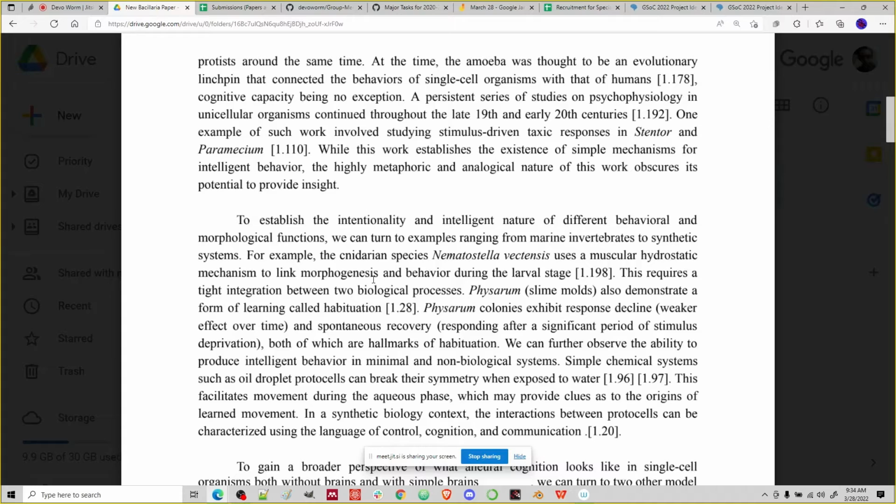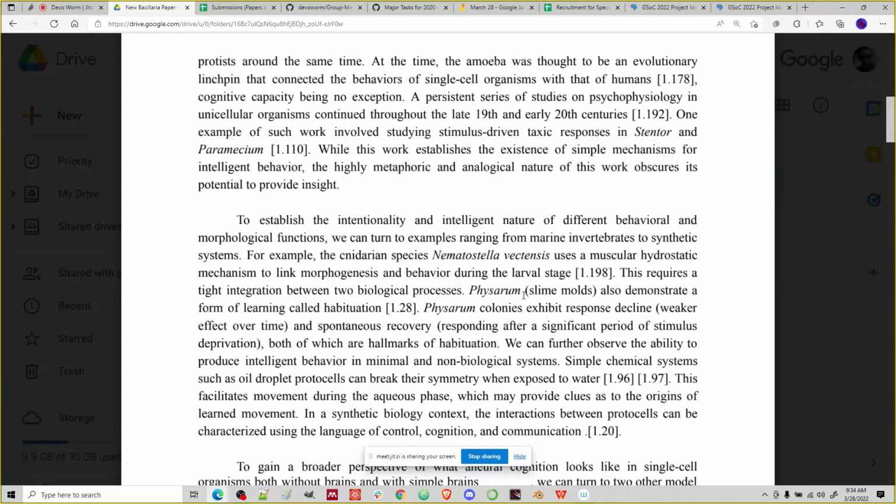And you say, well, of course there's information processing in the cell. You have genes and you have gene expression and you have all that. They're talking more about something more directly related to behavior. And so there are a lot of ways you can define this. In cnidarians, they use a muscular hydrostatic mechanism to link morphogenesis and behavior during the larval stage. This requires tight integration between two biological processes.